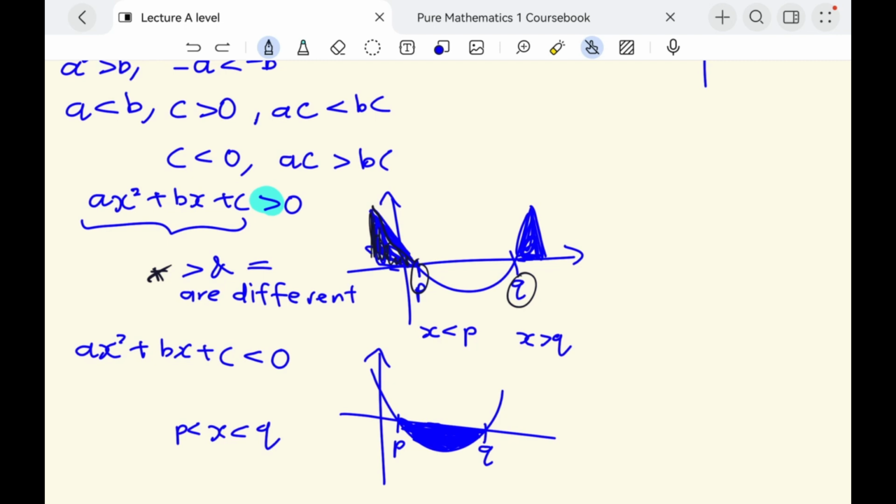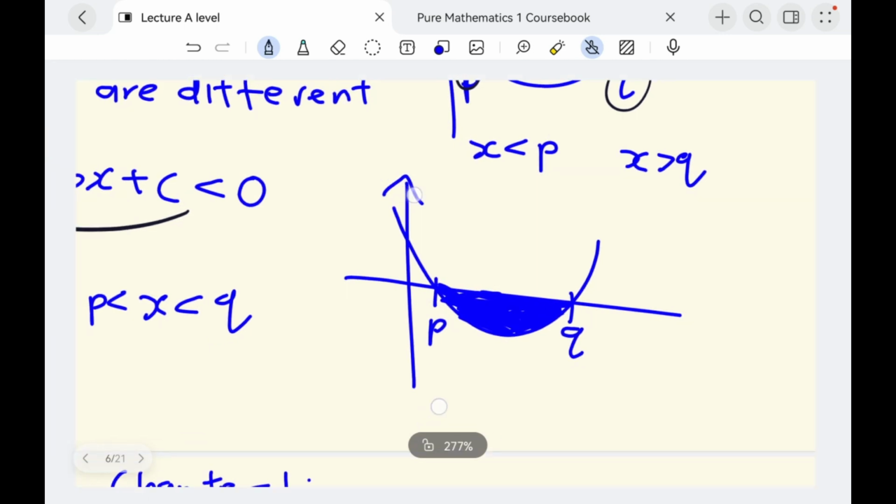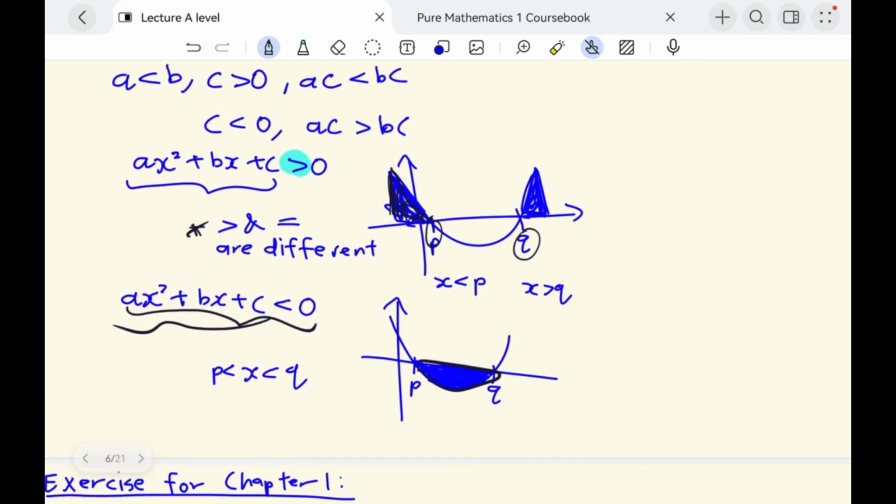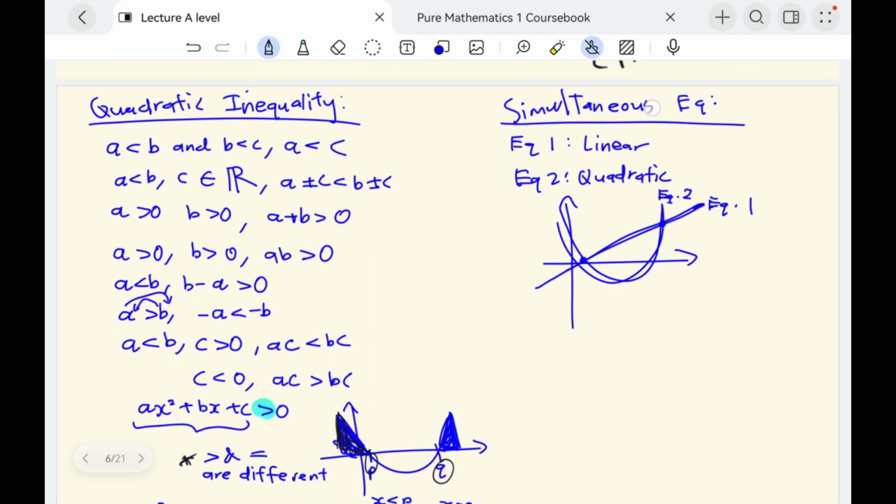And for the quadratic function less than 0, x lies in the negative interval, which is p to q. But the possible solutions cannot be p and also cannot be q in order to satisfy this inequality, same as the above one. So yeah, we have finished.